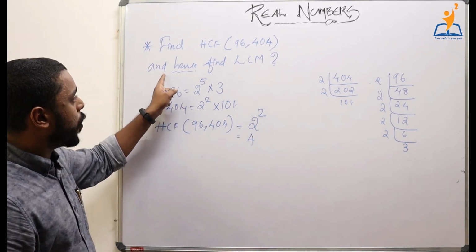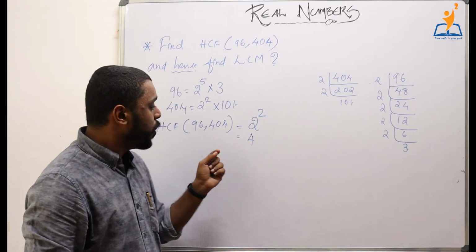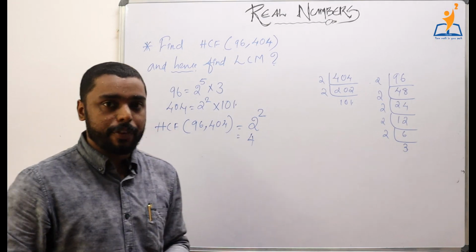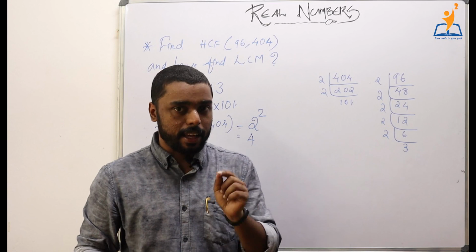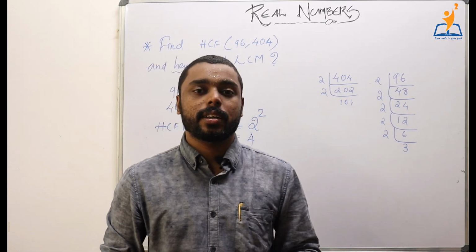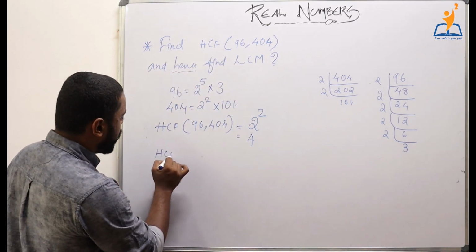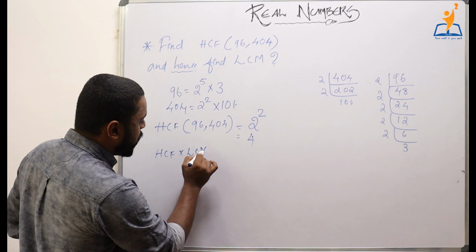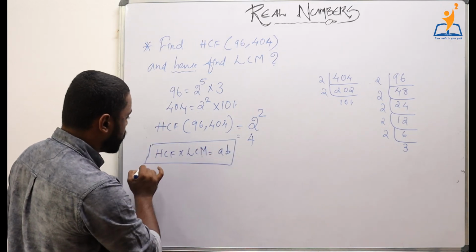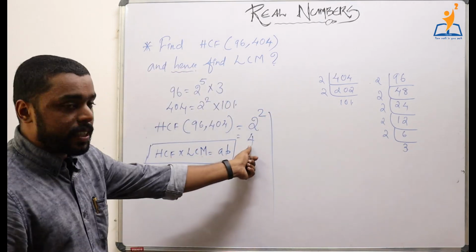Now we are asked to find the LCM using the HCF. In the previous section we learned that HCF into LCM is nothing but AB. So we have HCF into LCM is equal to AB. This is our result. Keep it in mind. It is always important. Now, HCF is given by 4.